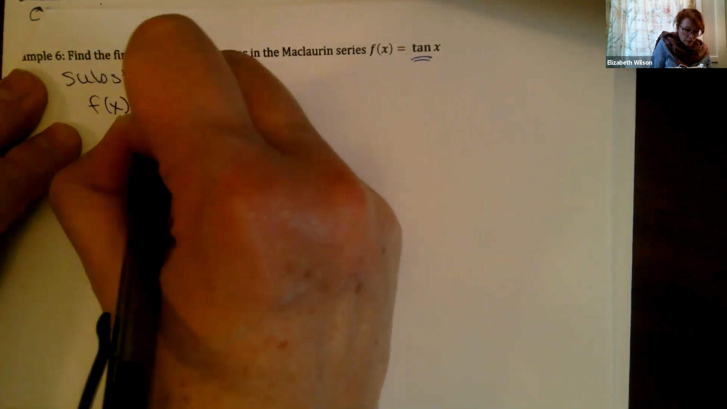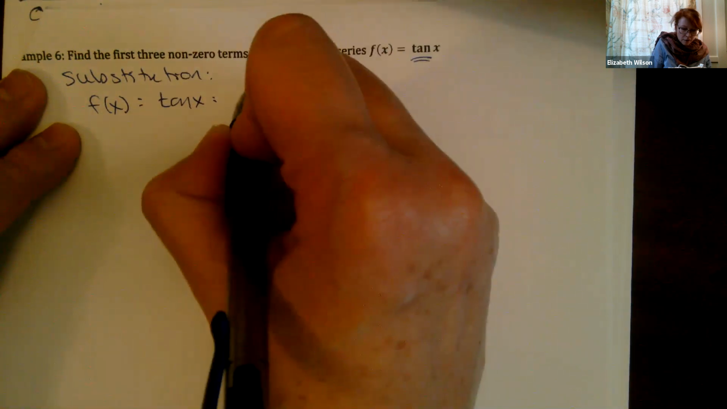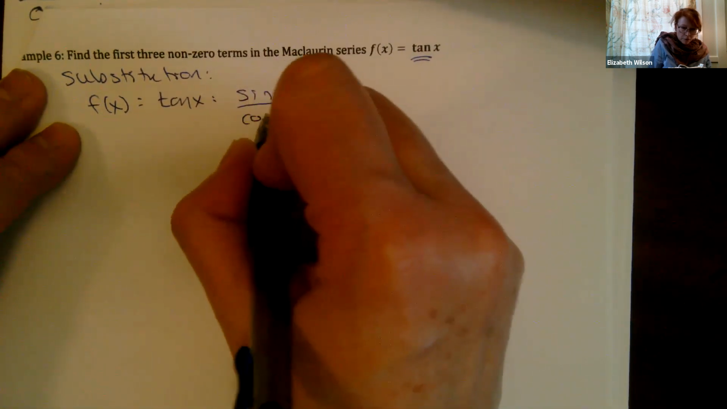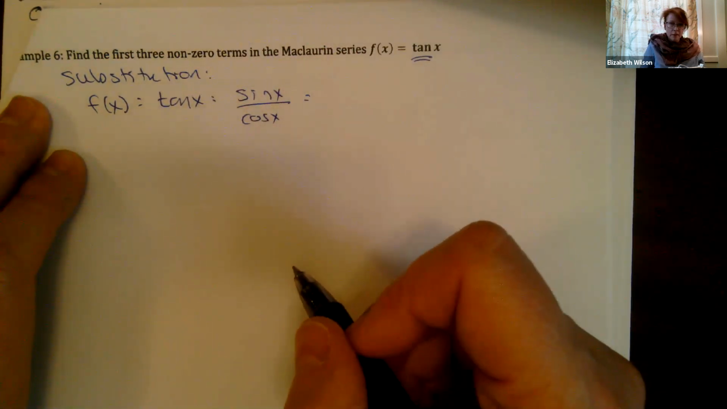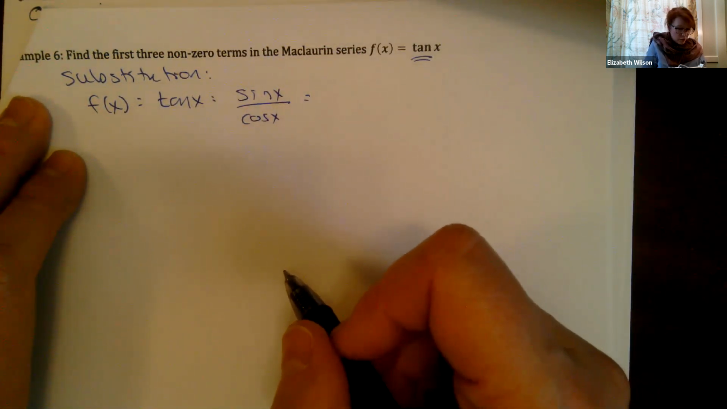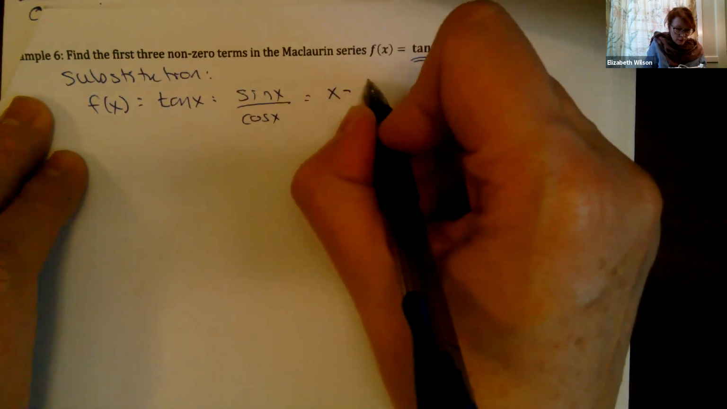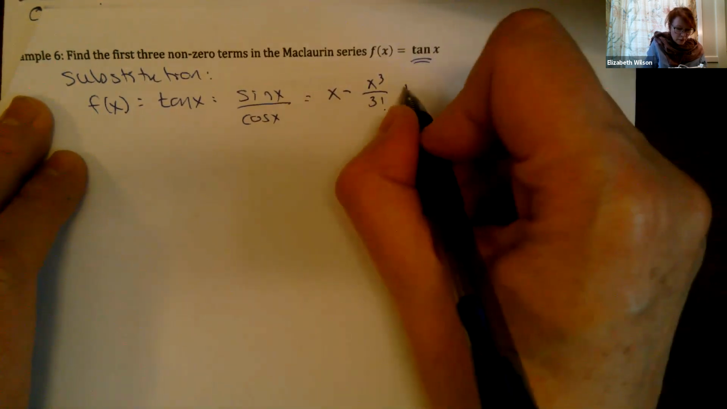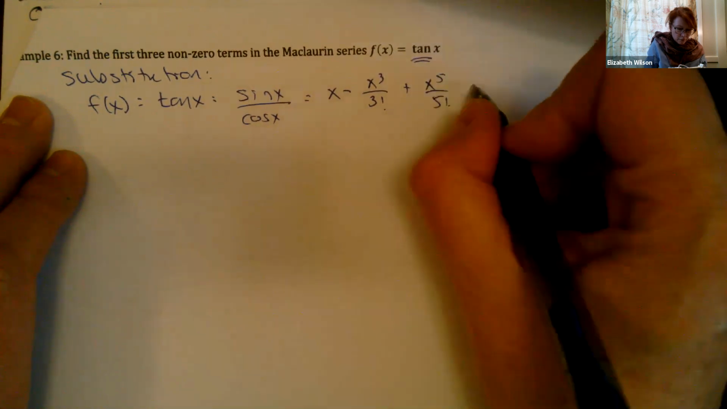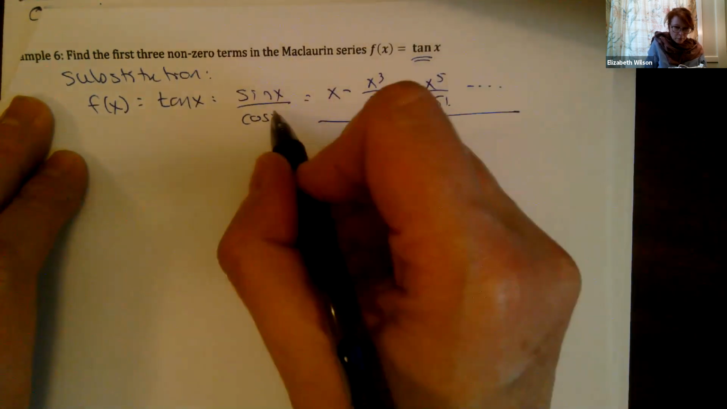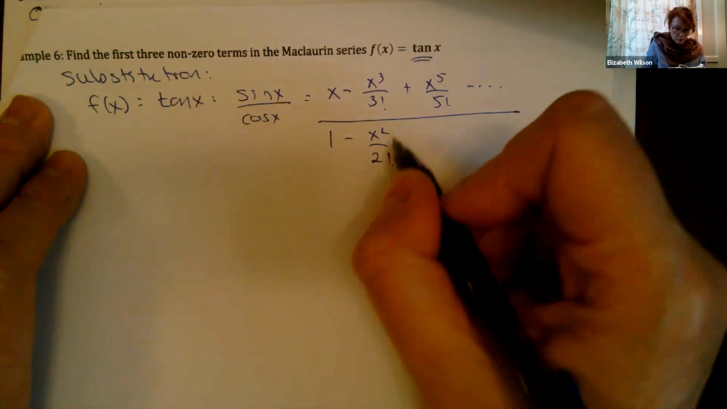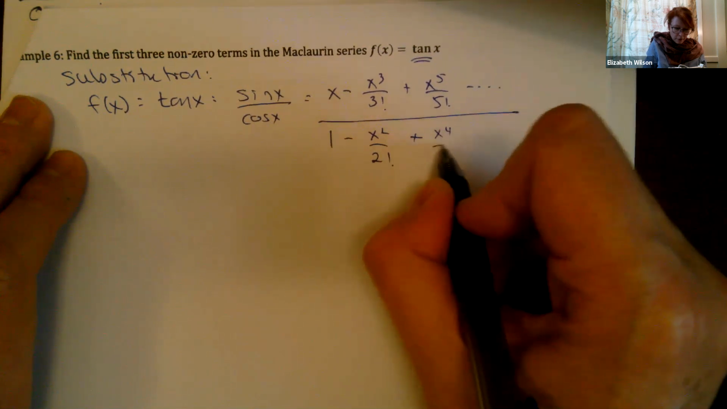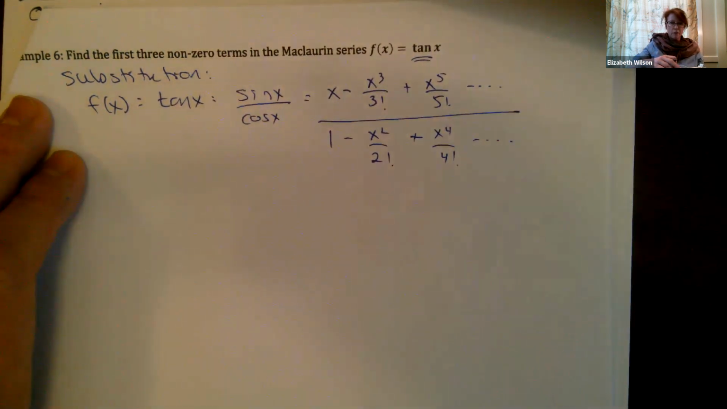Okay, so my f of x is equal to the tangent of x. Remember, tangent is sine of x over cosine of x. I'm going to substitute in my sine of x Maclaurin, which is x minus x cubed over 3 factorial plus x to the 5th over 5 factorial, and so on and so forth, all over my Maclaurin for cosine, 1 minus x squared over 2 factorial plus x to the 4th over 4 factorial, and so on and so forth.